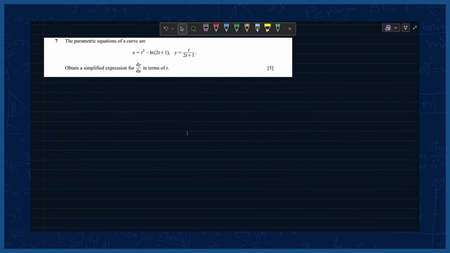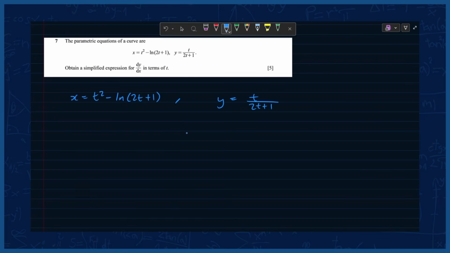Number 7, the parametric equations of a curve are x is equal to t squared minus ln(2t plus 1) and y is equal to t over 2t plus 1. Obtain a simplified expression for dy/dx in terms of t. So I've got x is equal to t squared minus ln(2t plus 1), and then I've got y is equal to t over 2t plus 1.